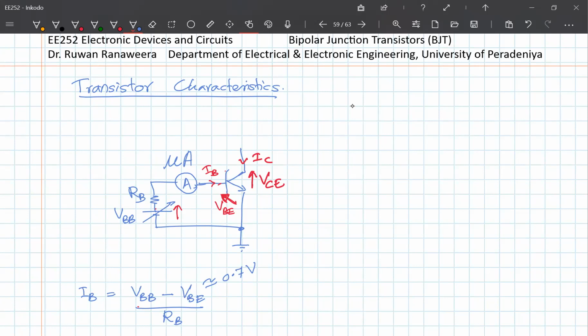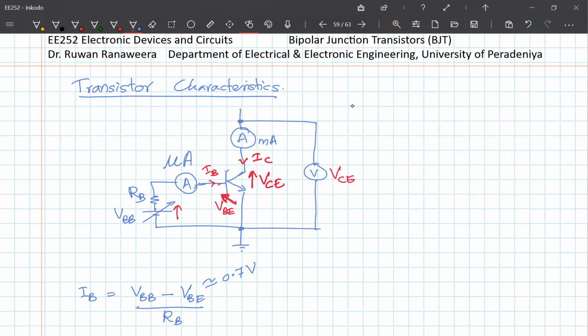Now we are going to measure IC and VCE. To measure IC, we have to put an ammeter here, a milliammeter. We also need to measure the voltage between the emitter and the collector, so we put a voltmeter across this. This is going to measure IC, and this is going to measure VCE.